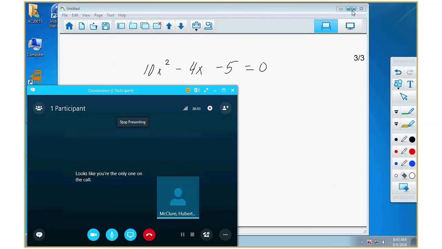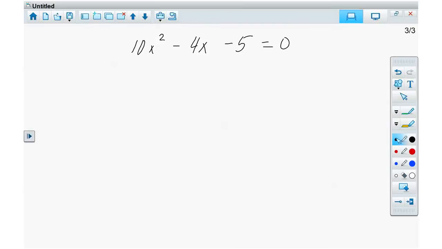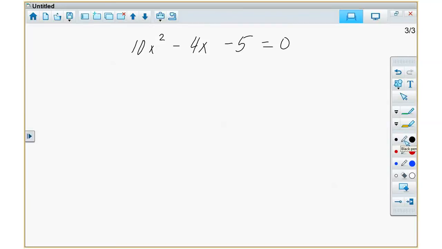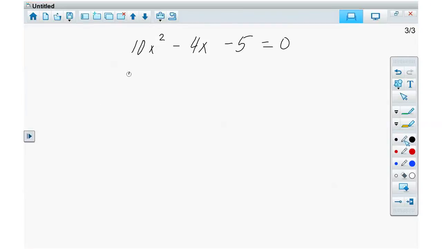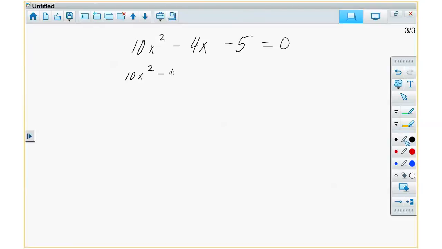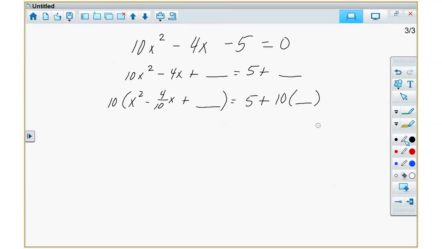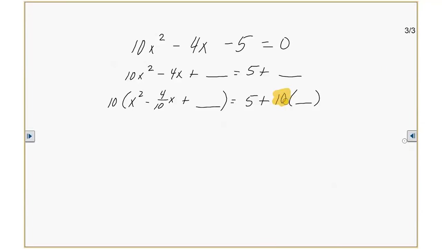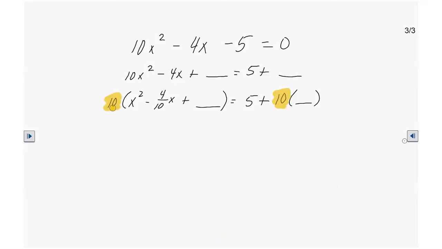I'm going to be optimistic and say that you're finished. So 10x squared minus 4x plus blank is equal to 5 plus 1. Factor out 10. X squared minus 4 over 10x plus blank is equal to 5 plus 10 times 1. Remember, take your handy dandy highlighter. Whatever you factor out, you have to multiply on that side.